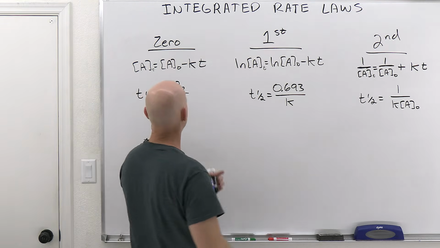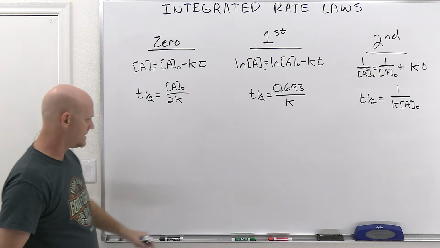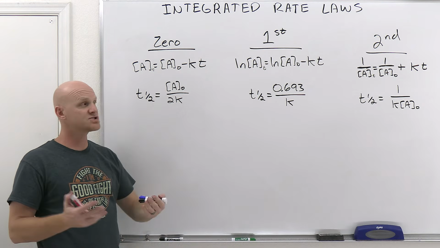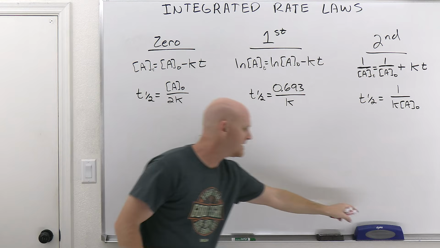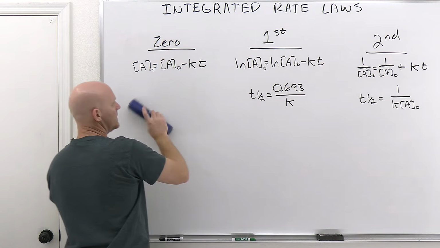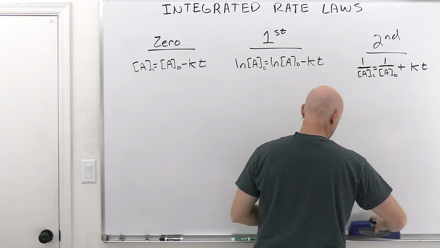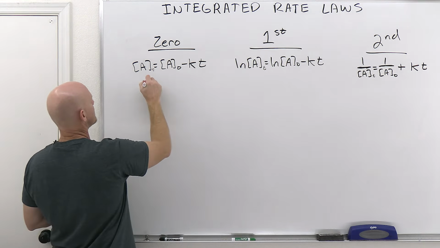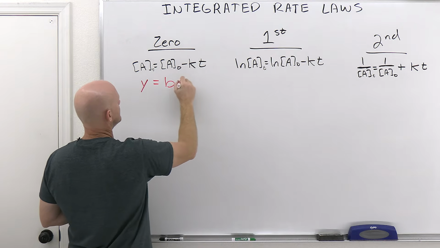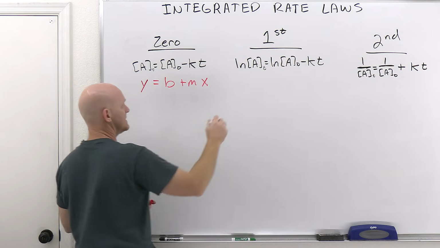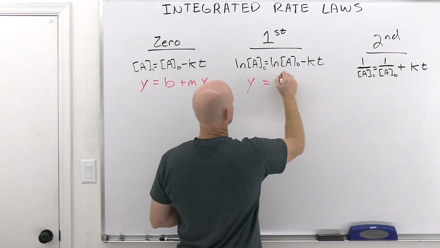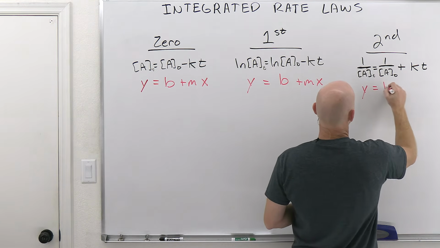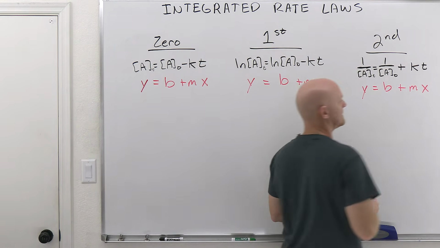And so if we go back and take a look at these equations here, we're going to match each of these equations, these integrated rate laws, up to the slope-intercept equation of a line. In fact, I'm going to get rid of these half-lives. They're just going to get in our way. Slope-intercept equation of a line, y equals mx plus b. In this first one here, we're going to do y equals b plus mx. Second one here, y equals b plus mx. And this last one here, y equals b plus mx.